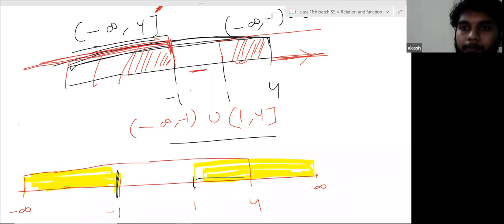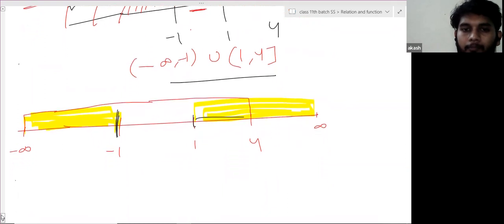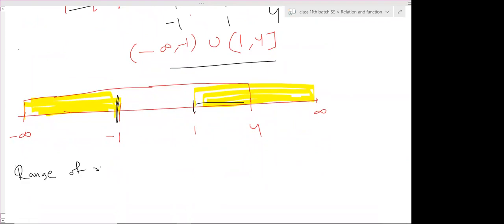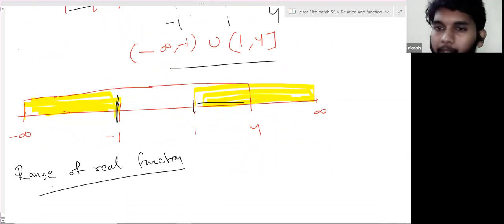Done, both of you? Yes or no, Fahad, Arnav? Yes, sir. All right. So domain is clear to both of you, right? What is the domain of a real function? All the values of x for which we get y as a real value.